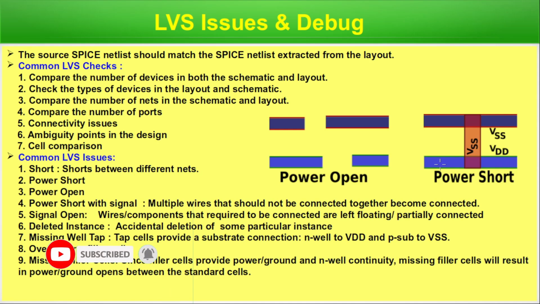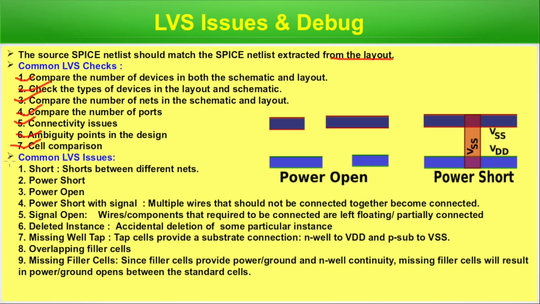LVS issues and debug. Now let's try to understand what the common LVS issues are. The source SPICE netlist should match the SPICE netlist extracted from the layout. That is the core of LVS. Now, what are the common LVS checks we do? Compare the number of devices in both the schematic and layout. Check the types of devices in the layout and schematic. What types of devices are there? Resistor, capacitor, transistor, all. Compare the number of nets in the schematic and layout. Compare the number of ports, connectivity issues, ambiguity points in the designs, and cell comparison. These are the common LVS checks.